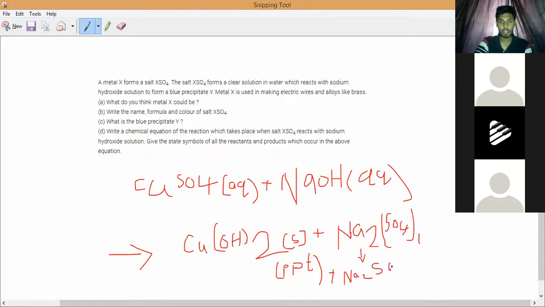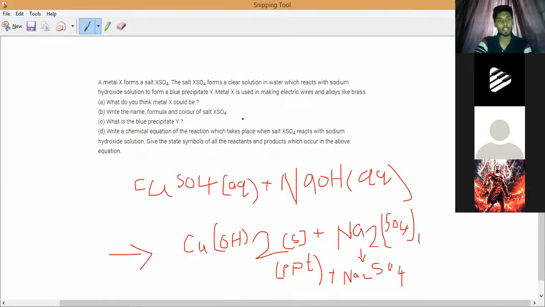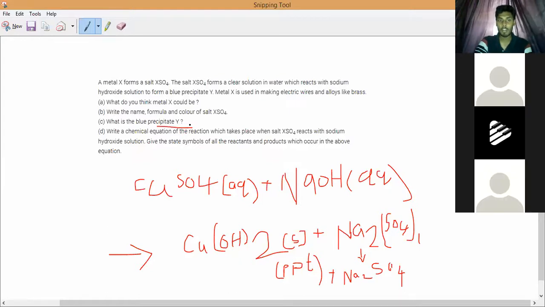Na2SO4. Is it correct or not? Yes, sir. That is the equation. Now, what is the precipitate here? What is the precipitate they are asking? Sir, what is the blue precipitate? Why? What is the group?